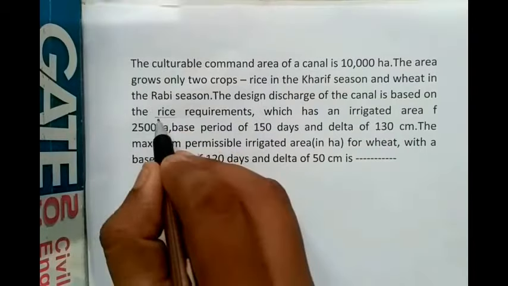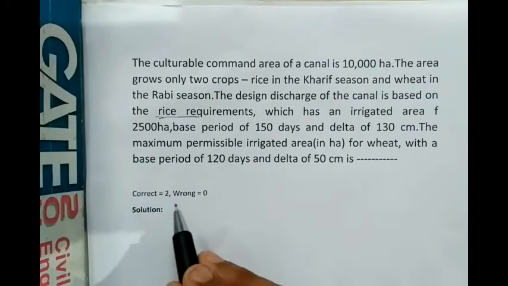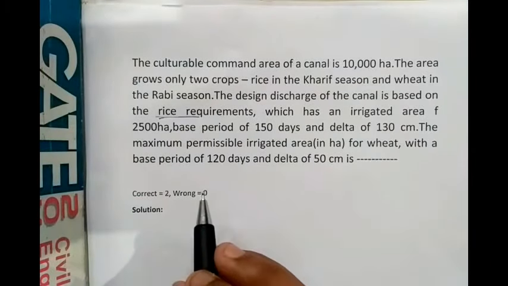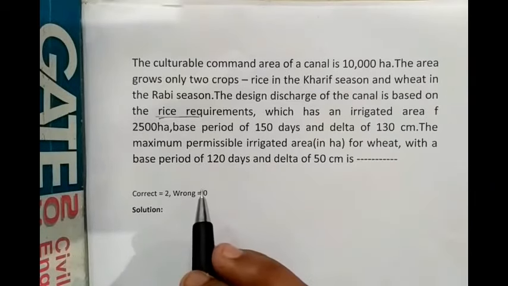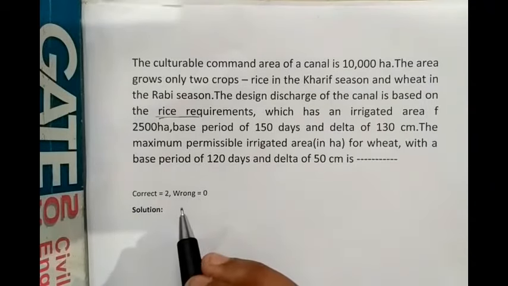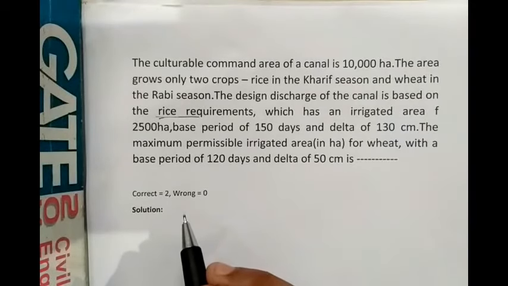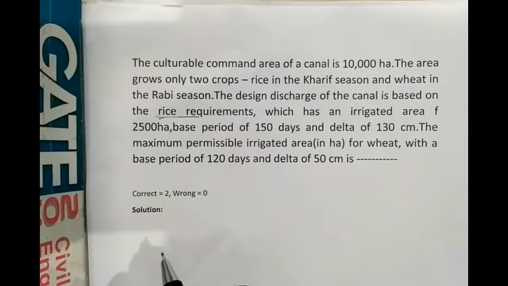which has an irrigated area of 2500 hectares. The base period is 150 days and the delta is 130 centimeter. The maximum permissible irrigated area for wheat, with a base period of 120 days and delta of 50 centimeter, we have to calculate.